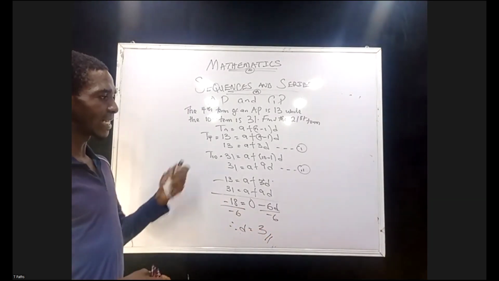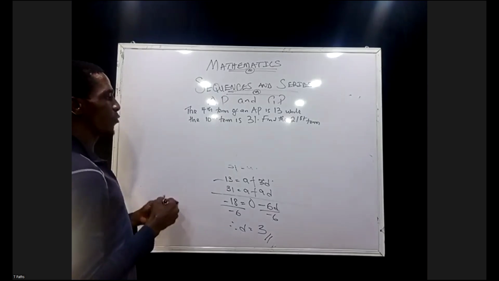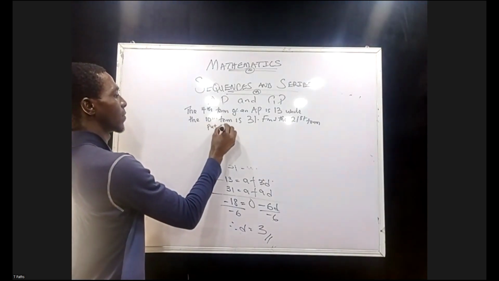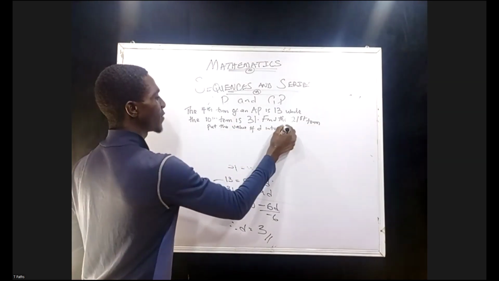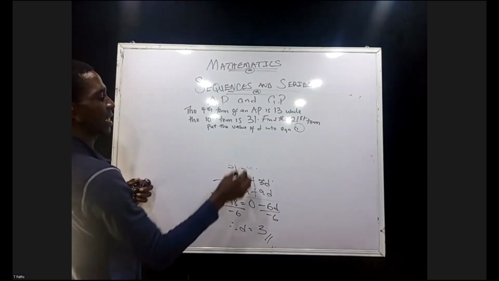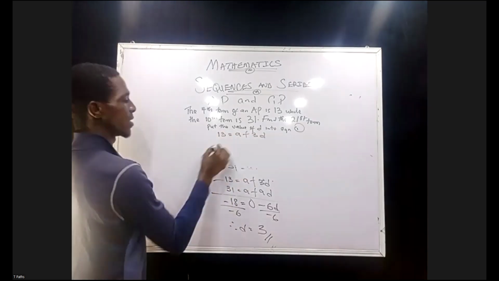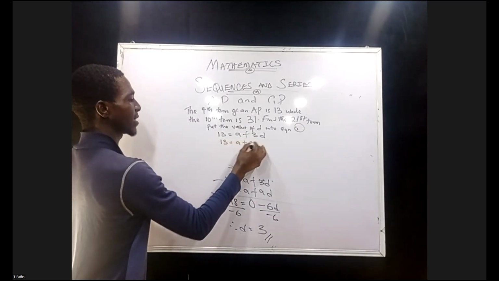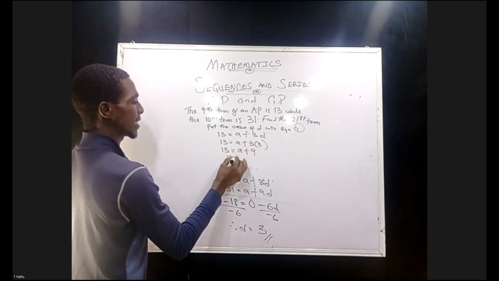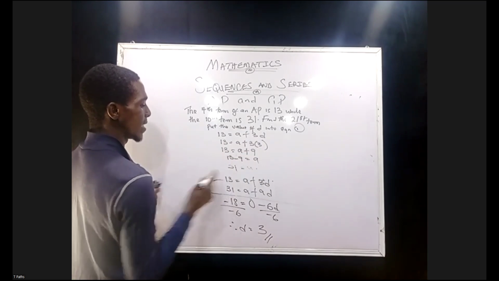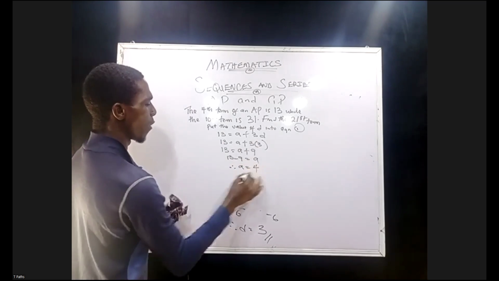If the value of my d is 3, we still need to find the first term. So we put the value of d into any of the equations. Equation 1 says 13 equals A plus 3d. 13 equals A plus 3 times 3. 13 equals A plus 9. 13 minus 9 equals 4. So therefore, the value of my A equals 4.